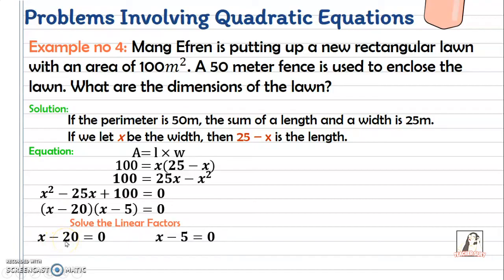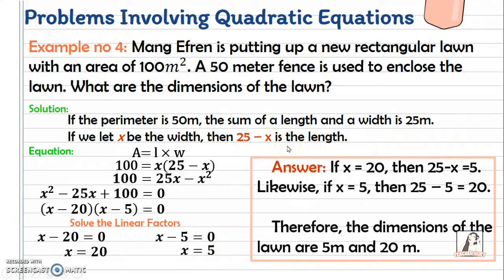Kailangan natin i-transpose si negative 20 dito sa kabilang side. So, meron tayong x equals 20. Kailangan din natin i-transpose si negative 5 dito sa kabilang side. So, meron tayong positive 5. Since nakuha na natin ang ating width, dahil ang width natin ay si x, meron tayong 20 and 5. Kailangan lang natin i-substitute itong ating width para makuha natin si length.